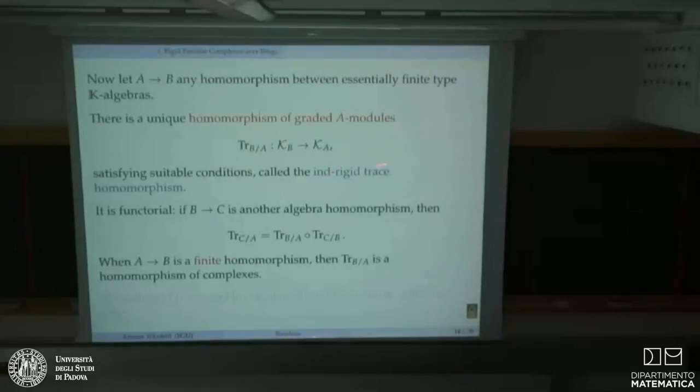Let me call this the ind-rigid trace, because somehow on Artinian local rings it's a trace, and then we approximate it by going to the limits. In going to the limit, we lose the property of commuting with the differential. So these two operations, the étale localization and the rigid traces, commute with each other.